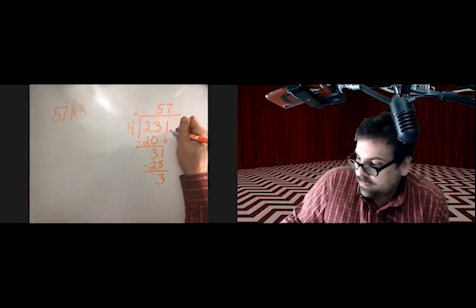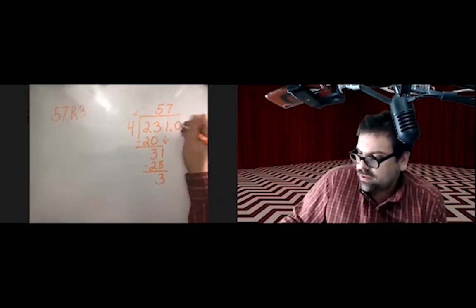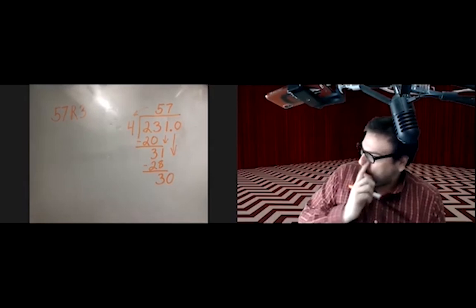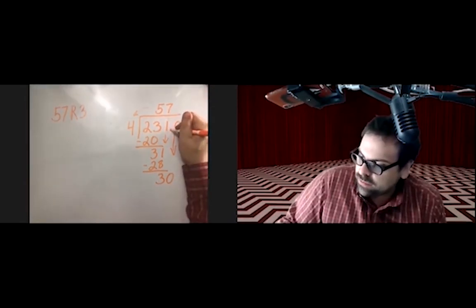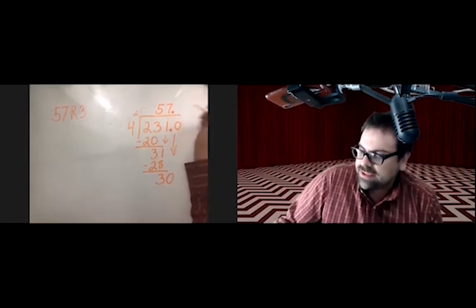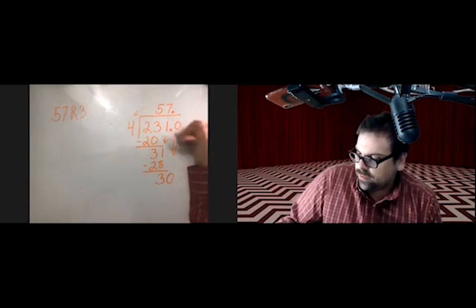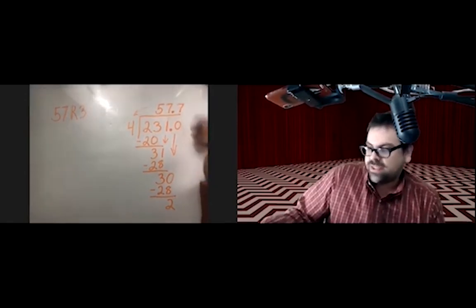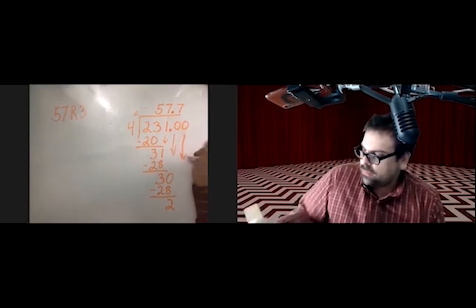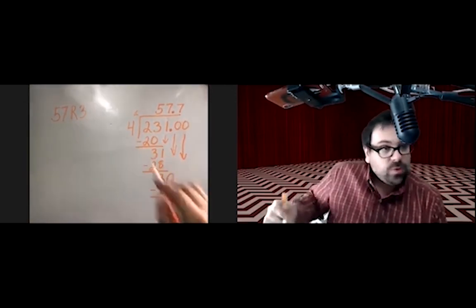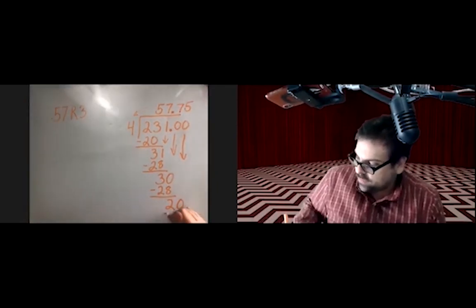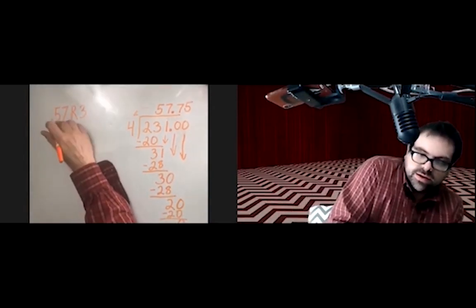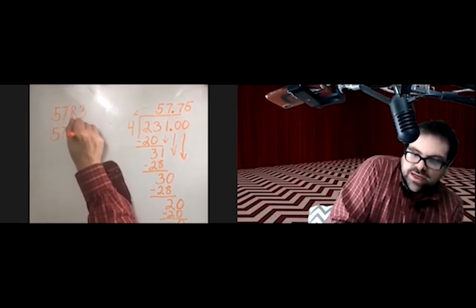We put in a 0.0 and we just keep going. Bring down the 0. 4 goes into 30 7 times again. Since we put a decimal point here, we have to put a decimal point in the answer in the same spot. 4 goes into 37 times, 28, subtract. We have another remainder, but since we're doing decimals, we keep going. Put in a 0, bring it down. 4 goes into 20 5 times evenly. And when we're finally done with no remainder, we have our answer. So we could also say 57.75.